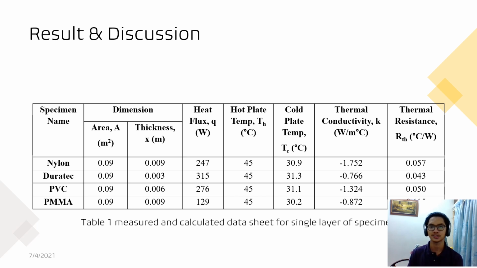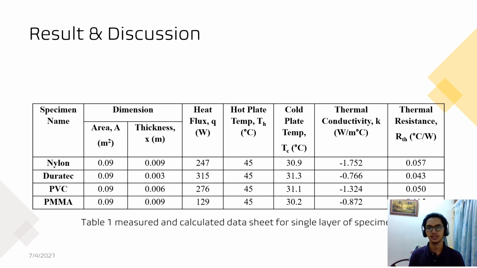And for the heat flux, it is the rate of heat energy that passes through a surface. The heat flux for nylon is 247 watt. The hot plate is set at 45 degrees Celsius for all specimens, and when cooled down, the cool plate temperature for nylon is 30.9 degrees Celsius.